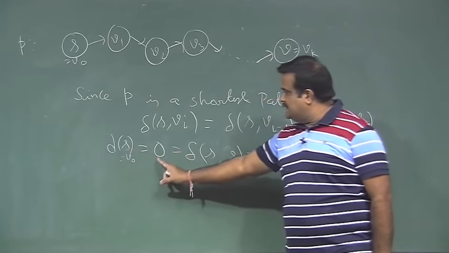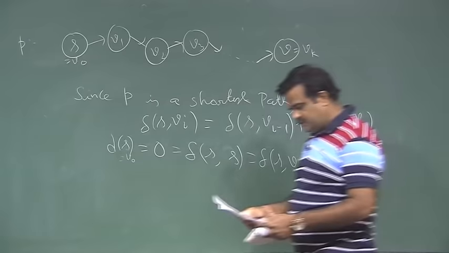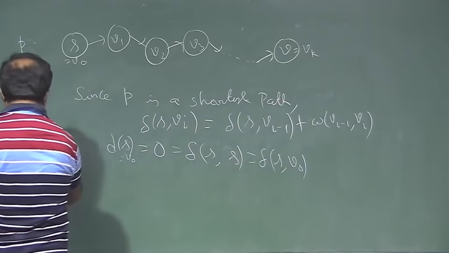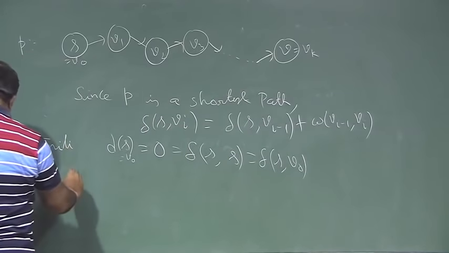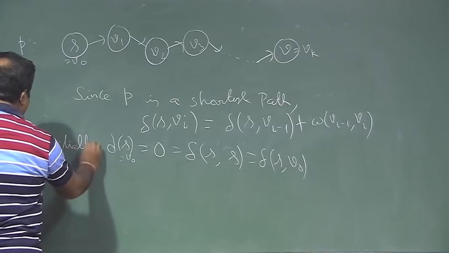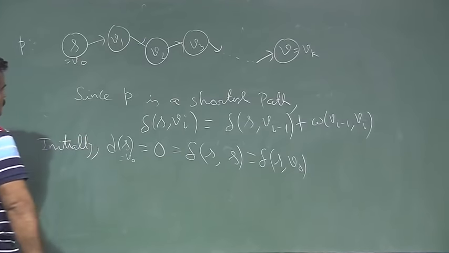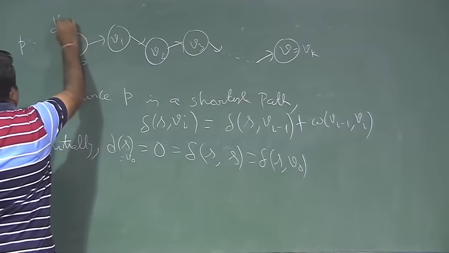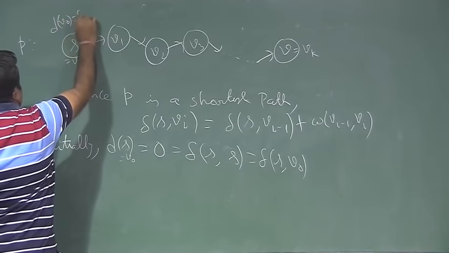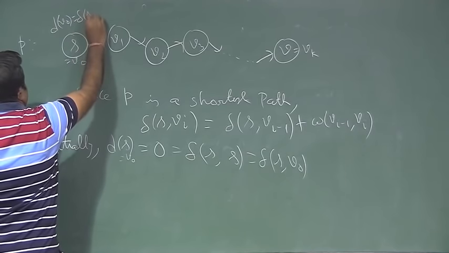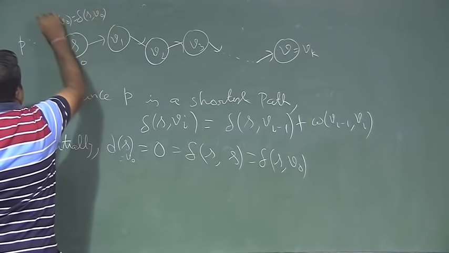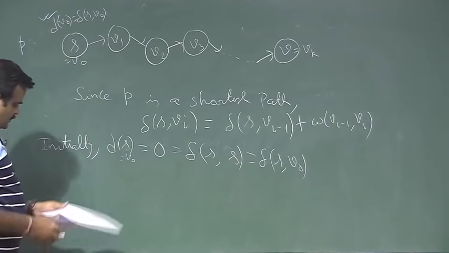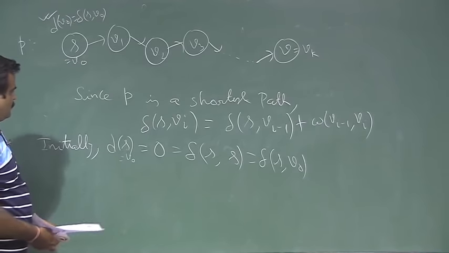degree of S initialization. This is the initial step. So, initially we have this. Okay. So, initially this is done. So, degree of V0 is basically delta of S comma V0. So, this is done in the step 0 or initial step.